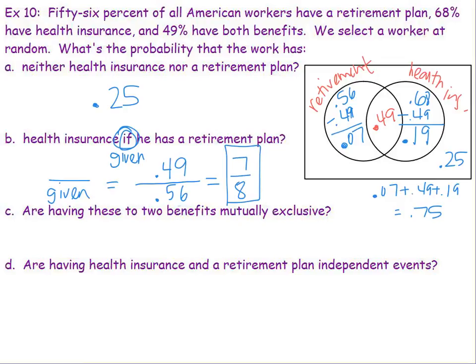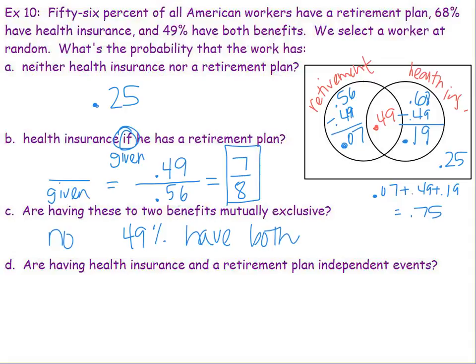Are having these two benefits mutually exclusive? Now we've seen that vocab word. Mutually exclusive meant that nobody is in common between the two groups. And as you can see from the Venn diagram, there's definitely people that fall into both groups. So no, this is not mutually exclusive. We know that 49% have both.